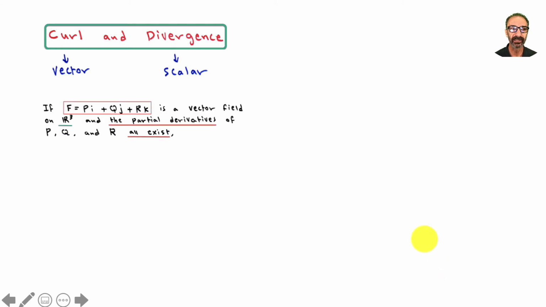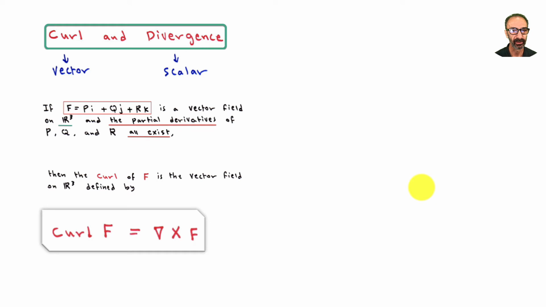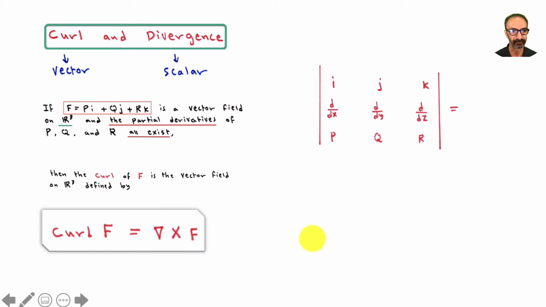If F is equal to Pi plus Qj plus Rk, a vector field on R^3, and the partial derivatives of P, Q, and R all exist, then the curl of F is the vector field on R^3 defined by the following. The curl of F is the cross product between the gradient, or del, and the vector field F. And this is how we do it as a cross product.